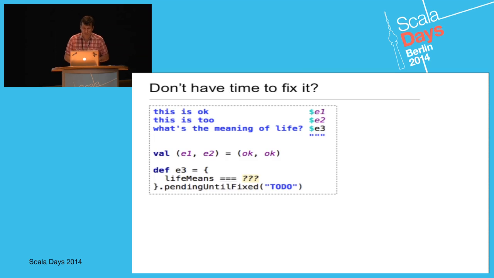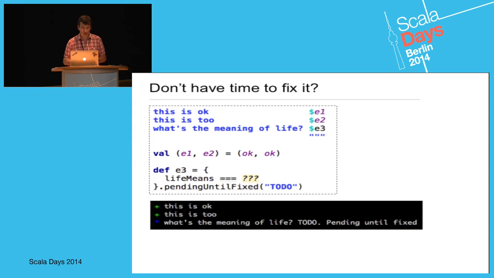And the last trick is when you don't have time to fix stuff, you can just use the pending until fixed annotation. You can even add a custom message, but you don't have to. And then this will display, OK, that works. And then, I don't know, pending until fixed. Implement this or fix it right now. It's not working. I don't want to break the build. I don't have time, so I just set it as pending.